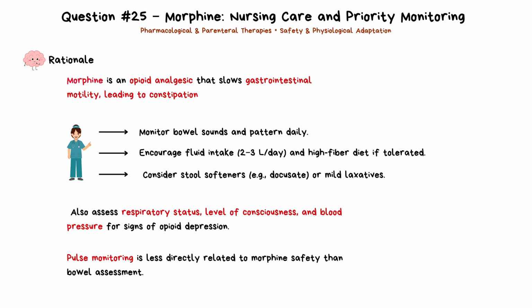Stool softeners or mild laxatives such as Docusate may be needed. You should also continue to monitor respiratory rate, level of consciousness, and blood pressure, but bowel assessment is the most specific nursing concern for chronic morphine therapy.